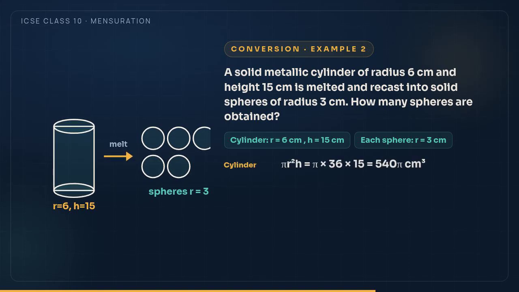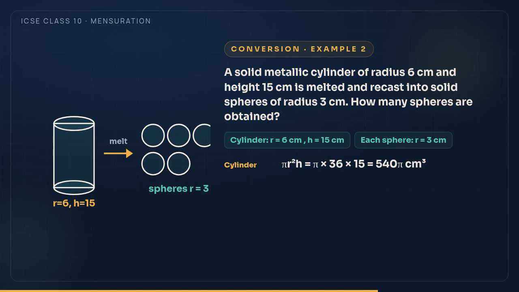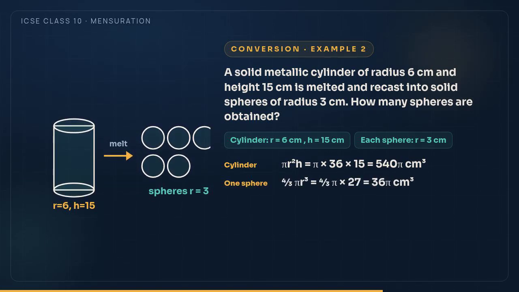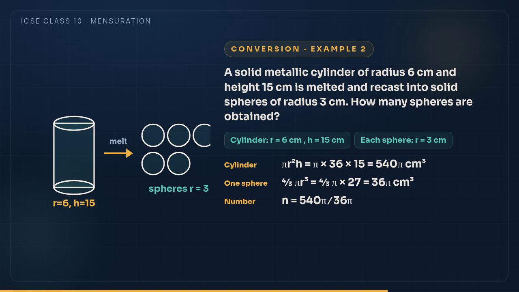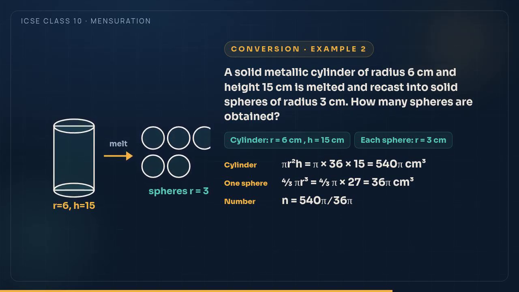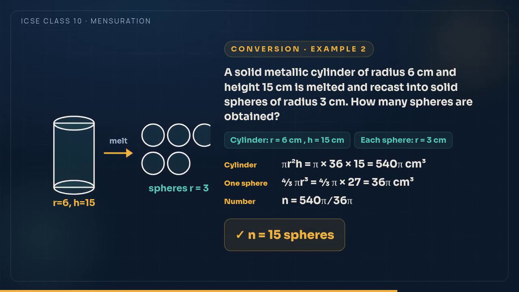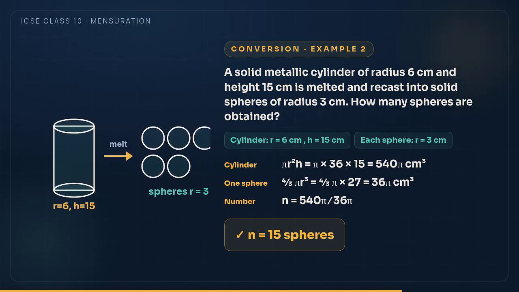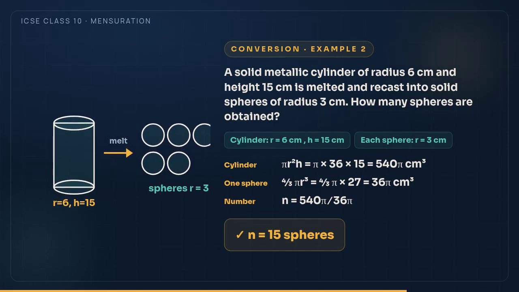Volume of the cylinder is pi times r squared times h, that is pi times 36 times 15, which is 540 pi cubic centimeters. Volume of one sphere is 4/3 pi times r cubed, that is 4/3 pi times 27, which is 36 pi cubic centimeters. The number of spheres is the volume of the cylinder divided by the volume of one sphere, 540 pi over 36 pi, which equals 15, so 15 spheres are obtained.